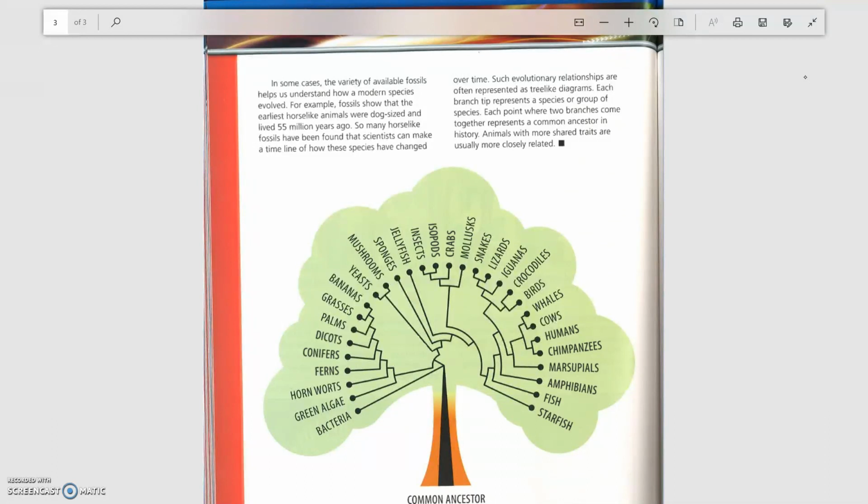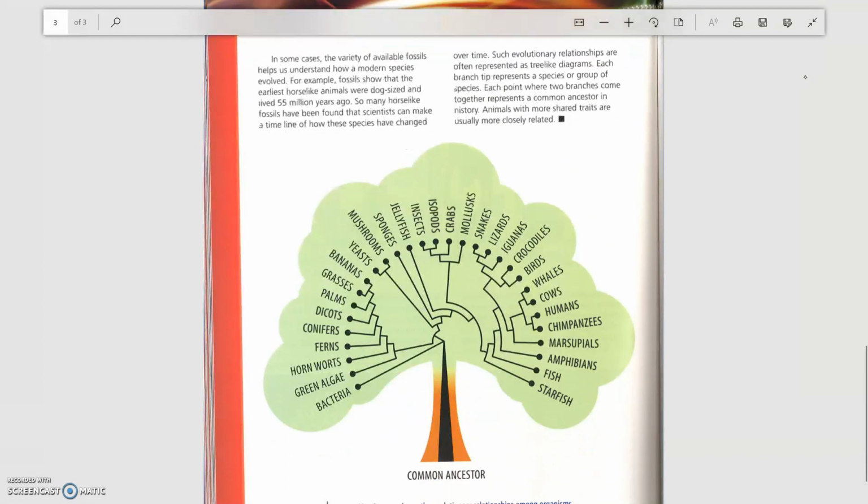In some cases, the variety of available fossils helps us understand how a modern species evolved. For example, fossils show that the earliest horse-like animals were dog-sized and lived 55 million years ago. So many horse-like fossils have been found that scientists can make a timeline of how these species have changed over time. Such evolutionary relationships are often represented as tree-like diagrams. Each branch tip represents a species or group of species. Each point where 2 branches come together represents a common ancestor in history. Animals with more shared traits are usually more closely related.